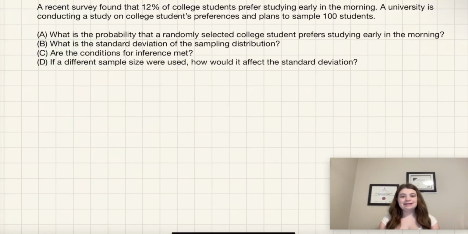Welcome back. Today, I'm going to be going over this long form question to help prepare you for your AP Statistics exam. This specific long form question has to do with central limit theorem and also the binomial probability distribution as well.